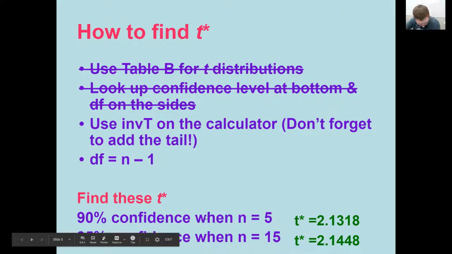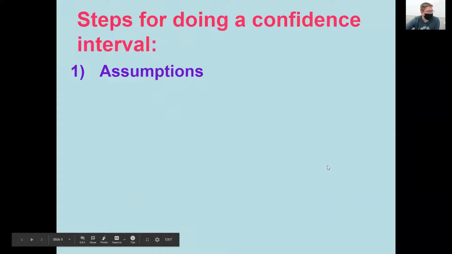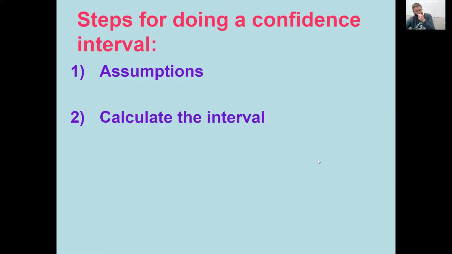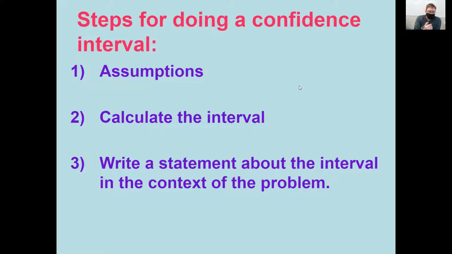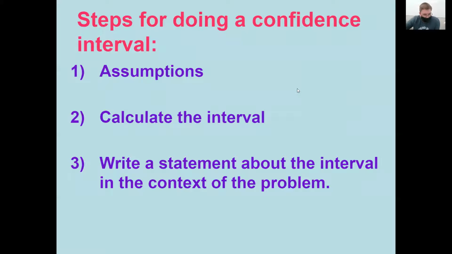One second. All right, steps for doing a confidence interval. You're going to recognize a lot of these. We're going to go through them again. So number 1, our favorite part, let's check our assumptions. Number 2, we actually do the math. And then number 3, we're going to write a statement about the interval and context of the problem. And then we're going to see later, we're going to interpret that interpretation.